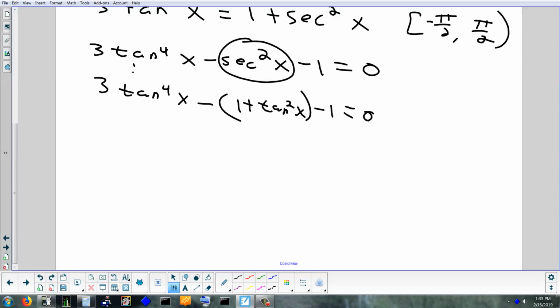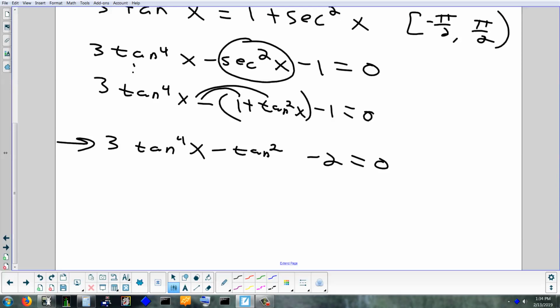So now we have tangent, tangent. One exponent's double the other. We're good. Okay, let's do what we've got. 3 tangent to the 4th. And actually, you know what? I think we put everything on the correct side because you want the leading term positive when you try to factor, and this will factor. Minus 1, minus another 1. That's a minus 2. So I just combine the minus 1 and the other minus 1. And the minus tan squared goes in the middle. Okay, let's see if we can factor it.